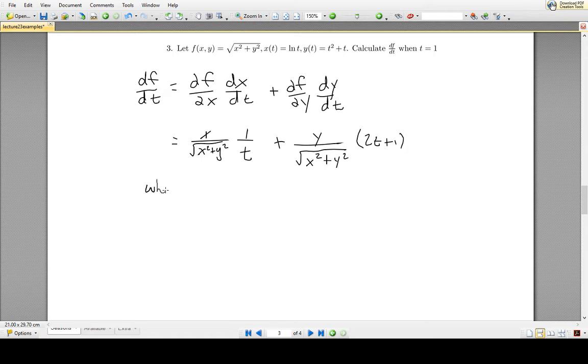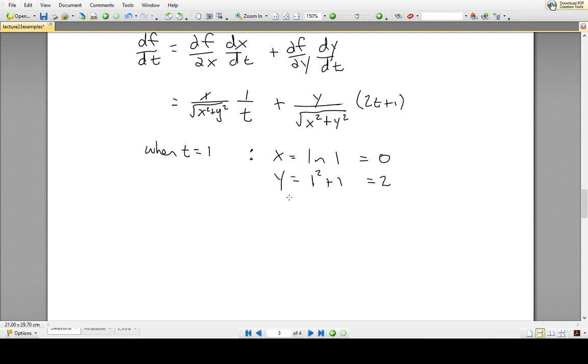So when t equals 1, x is equal to ln 1. We've substituted t equals 1 into x, and of course that's 0. And y is equal to, when we sub in t equals 1 into y, we get 1 squared plus 1, which is equal to 2. So because they want this derivative specifically when t equals 1, they're also saying that they would like this derivative when x equals 0 and y equals 2, because that's what x and y equal when t equals 1.